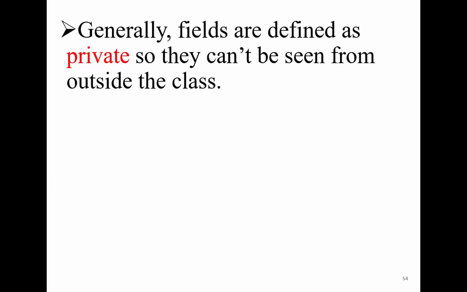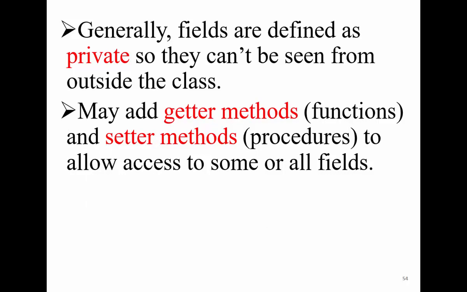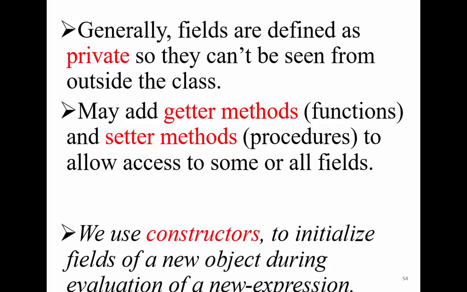So generally, any fields or any attributes, any instance variables or any data you define inside your class should be private. You cannot see these from outside the class. You provide a getter method or setter method. Getter method to get the value, setter method to set the value. That's why we call them getter methods and setter methods.